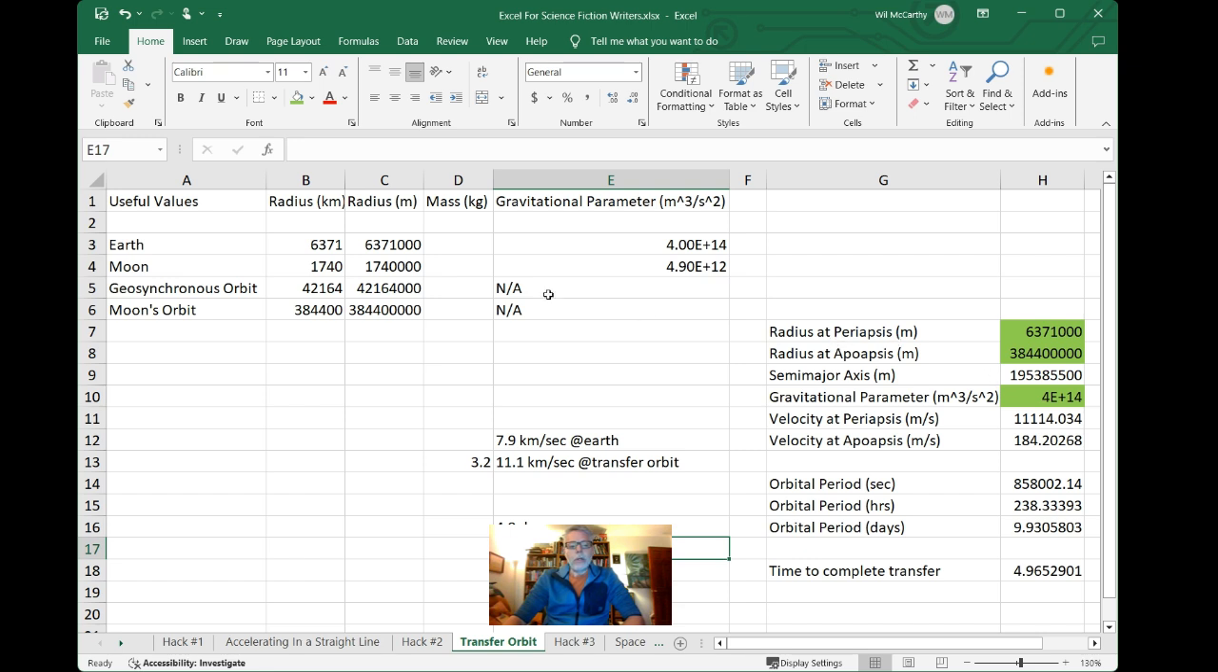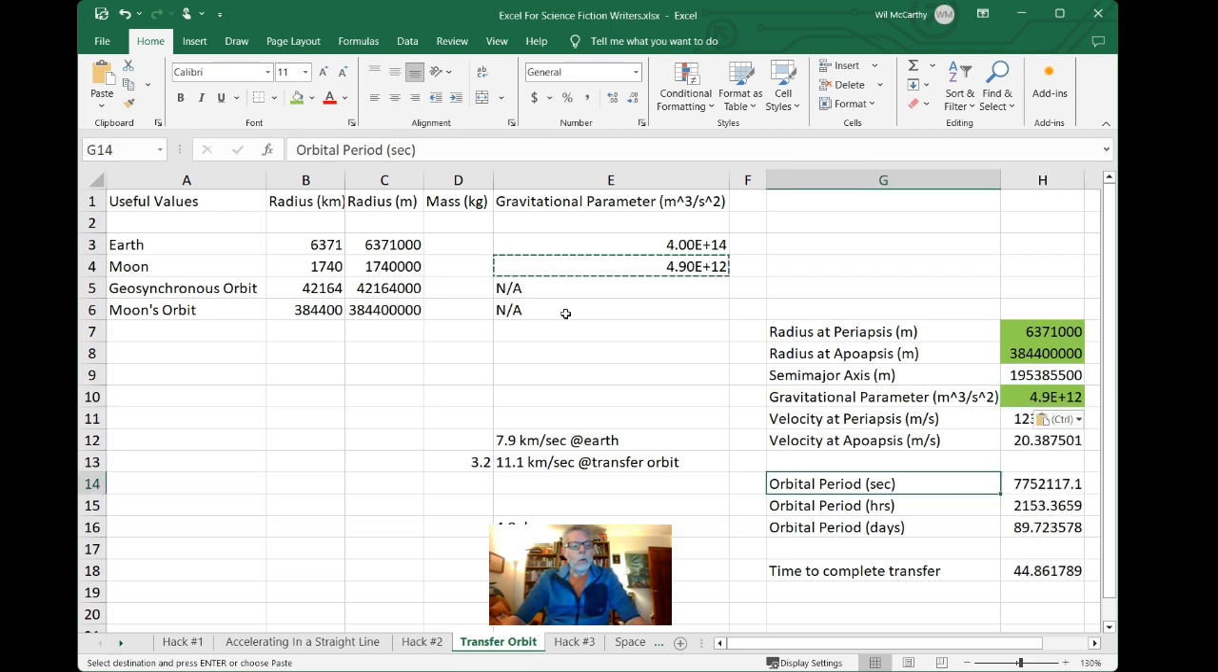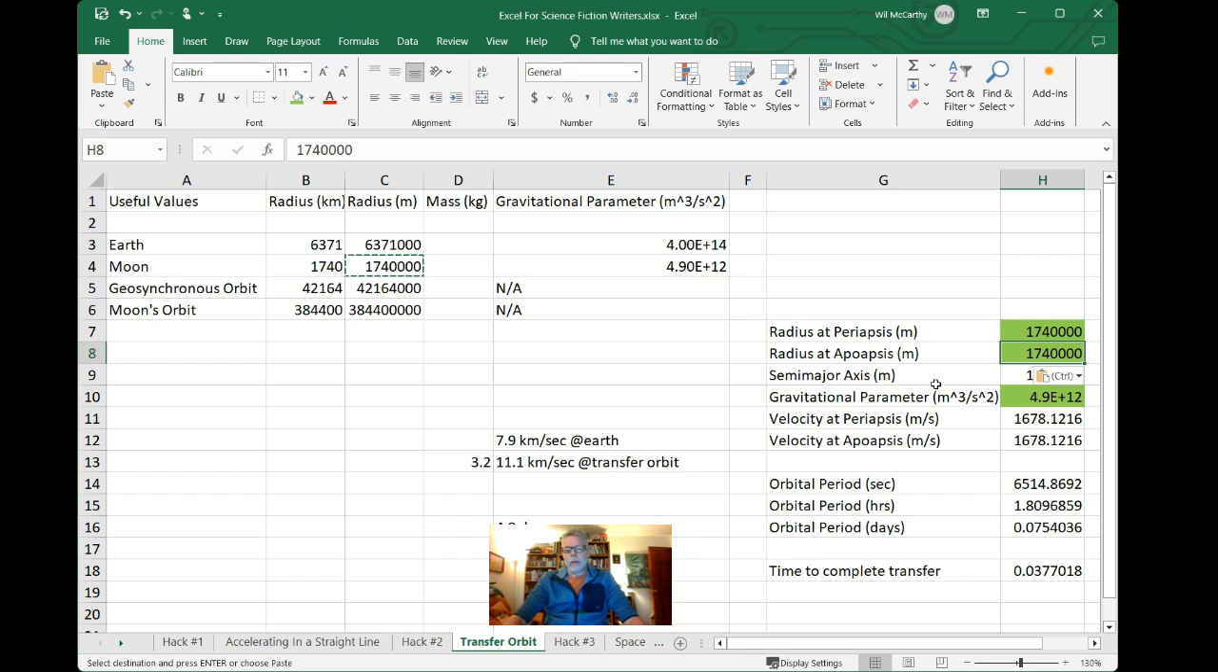And then what happens when we get to the moon? Well, now we're going to change planets. So we'll copy this value to here, pasting only the value. And now we will change our orbit to be circular around the moon.